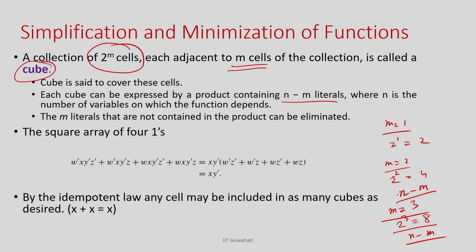So this cube is important. The bigger the number of cells you can combine, the smaller the product term you get. So your objective is to find as large a cube as possible. If you find only a size 2 cube, you will only reduce 1 literal and 1 product term.